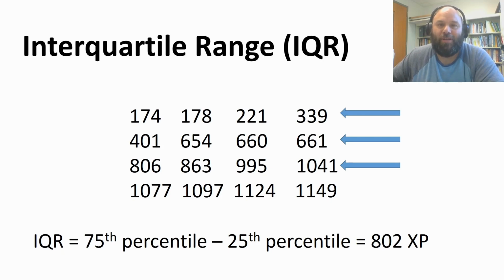In the next video, we'll see how we summarize this information for a skewed distribution, and those summary statistics can also be used to describe a symmetric distribution as well. It's just not as common.